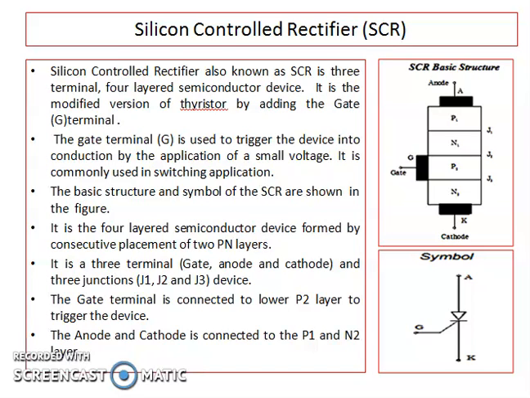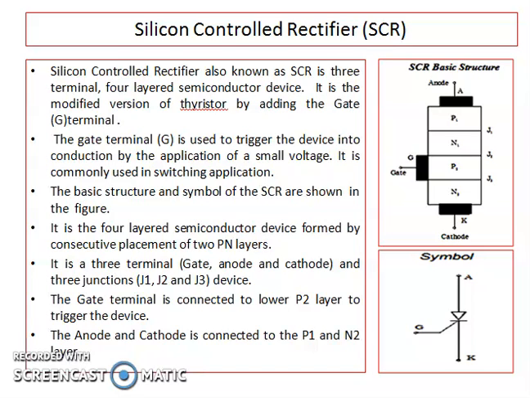The basic structure and symbol of the SCR are shown in the figures. This is the basic structure and this shows the symbol. It is a four-layered semiconductor device formed by consecutive placement of two PN layers. It is a three-terminal device and the terminals are designated as gate, anode and cathode, and it has three junctions J1, J2 and J3. The gate terminal is connected to the lower P2 layer to trigger the device.